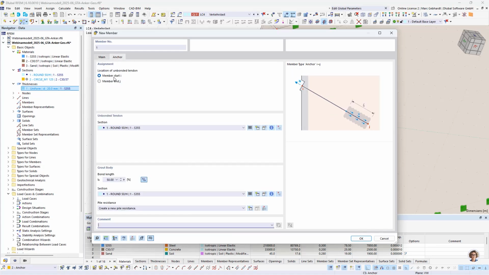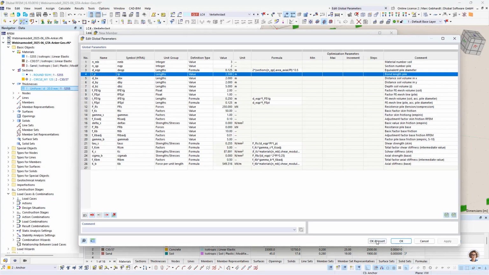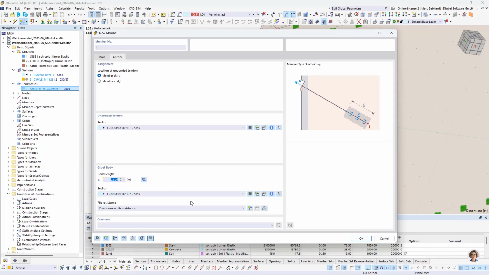So we change to the right coordinates and get the new member type anchor. Here you can select the start of the member type. It's the first or the last point. In our model, it's the first point. The unbonded tendon will be the steel bar. You can select the length of the grout body from our global parameters, 2 meter 50, and select the cross section for the grout body.